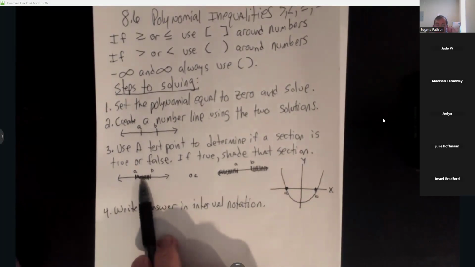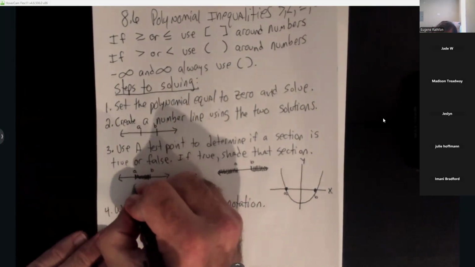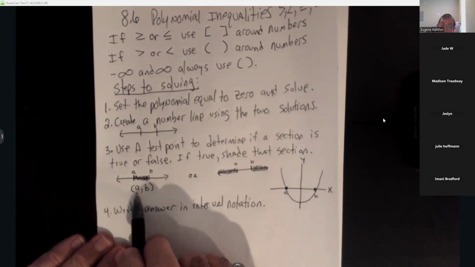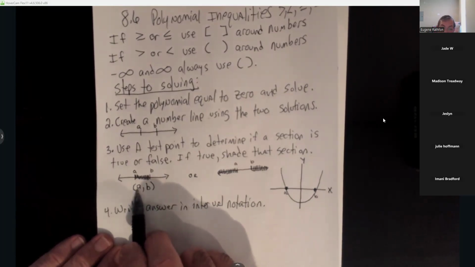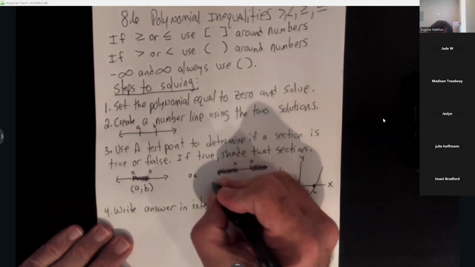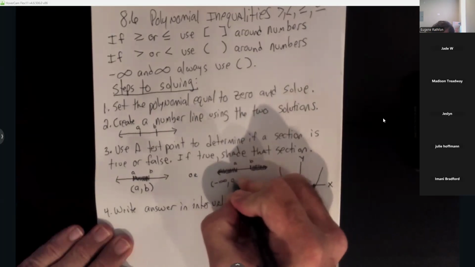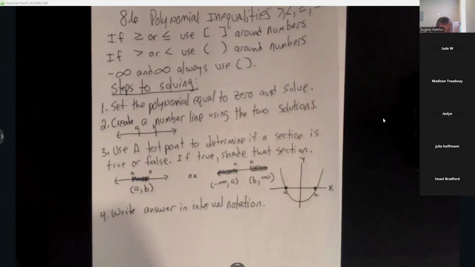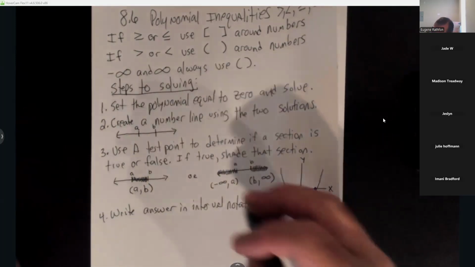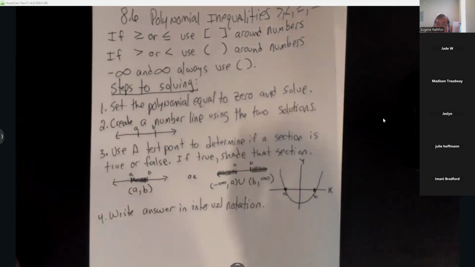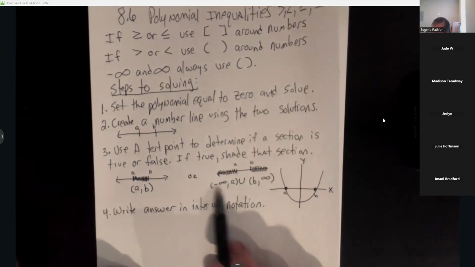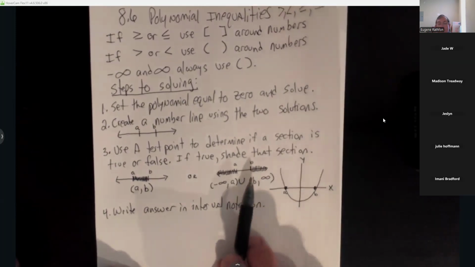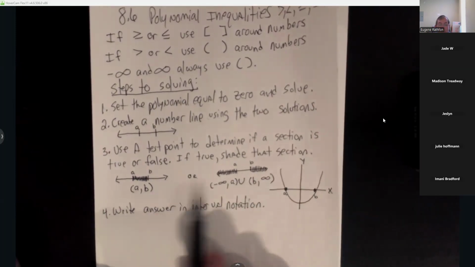So if you have this happening, your interval is going to be like this. You're going to be from A to B. Now it could be brackets, okay, it could be brackets if it has equals in it. Now for this interval will go from negative infinity to A, and then from B to positive infinity. And then you would have a union in there. So see, it goes from negative infinity to A, it skips in between, and then from B to infinity. This is the two answers we'll get, okay?